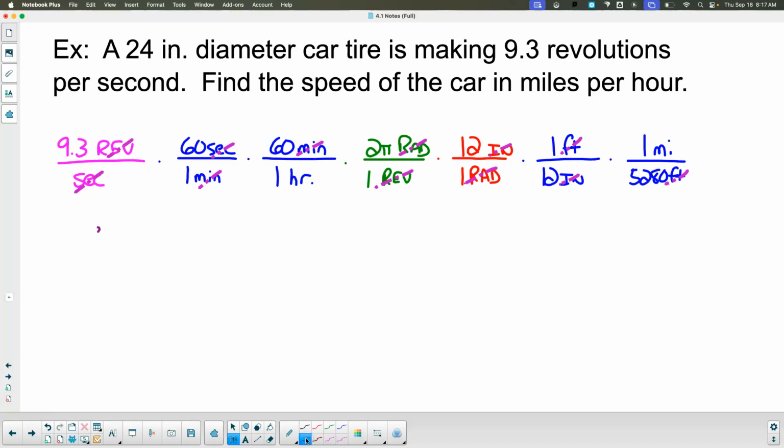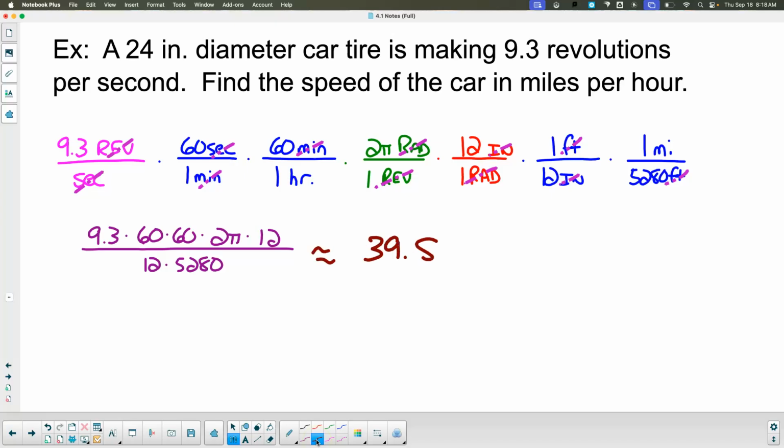So this ends up being 9.3 times 60 times 60 times 2 pi times 12, all divided by 12 times 5,280. 9.3 times 60 times 60 times 2 times pi divided by 5,280 gets me, the car is traveling at 39.841 miles per hour.